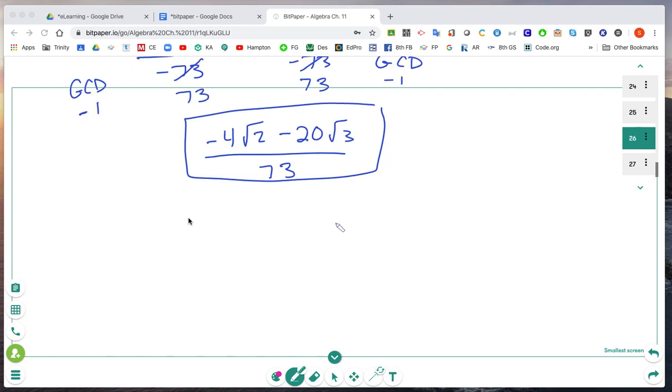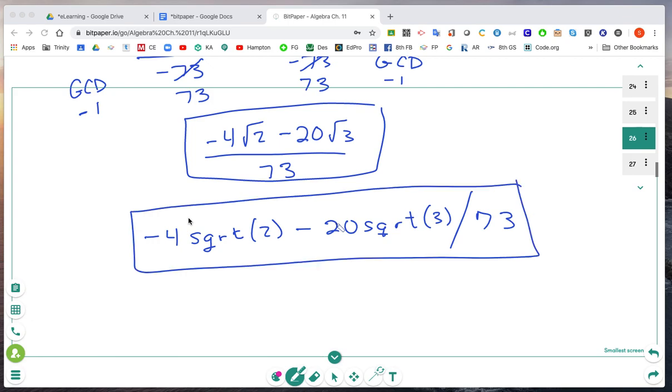So the way that would be written would be negative 4 square roots of 2 minus 20 square roots of 3 divided by 73. So those would be the two answers to that problem.